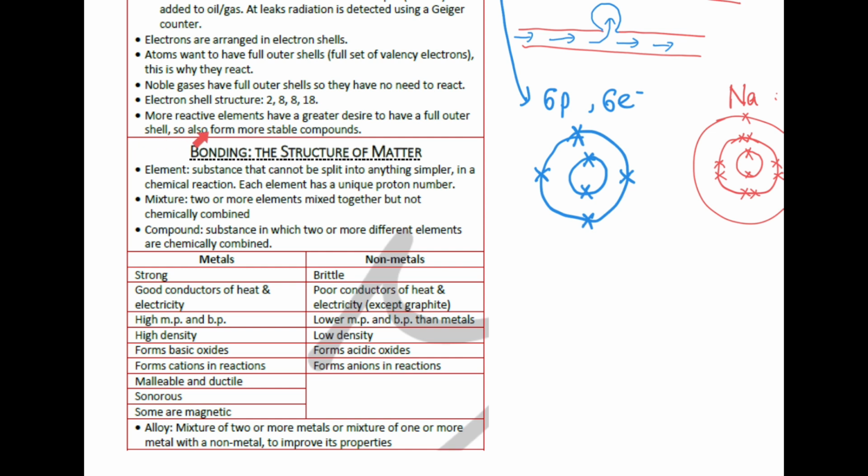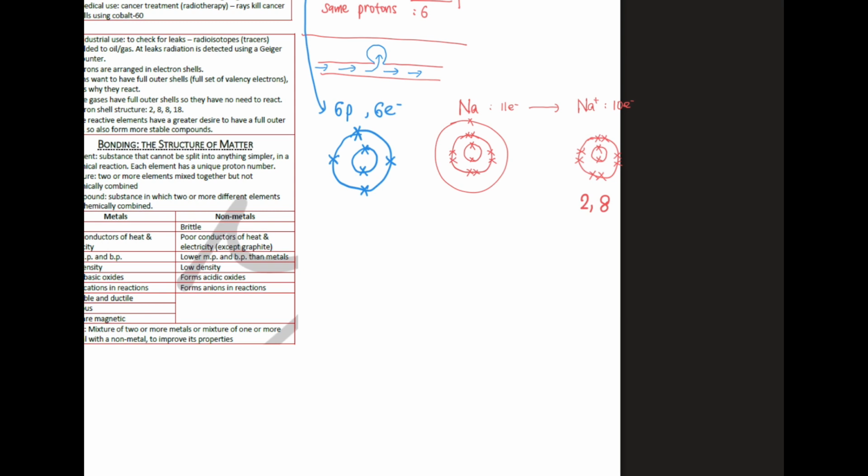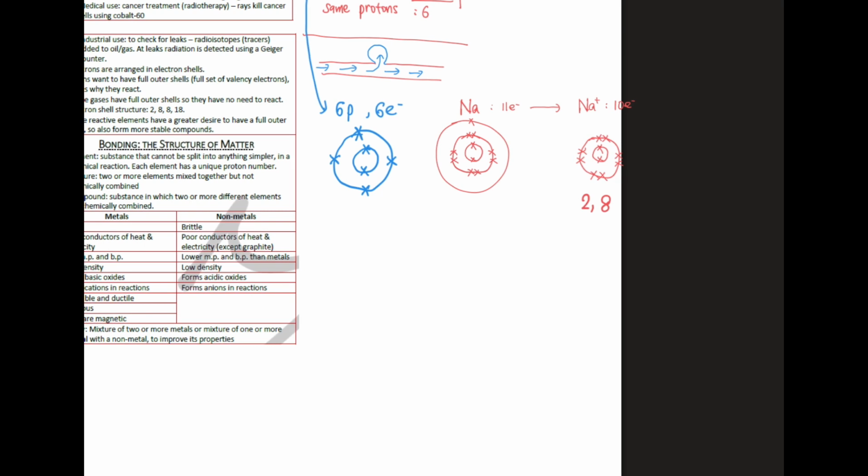So also form more stable compounds. So you see they are trying to give us information like this. If they are more reactive, so who is going to be more reactive? The one which is very near to octet or duplet is very reactive. For example, group 1. Group 1 is very near to octet. Group 1, sodium, this is group 1.